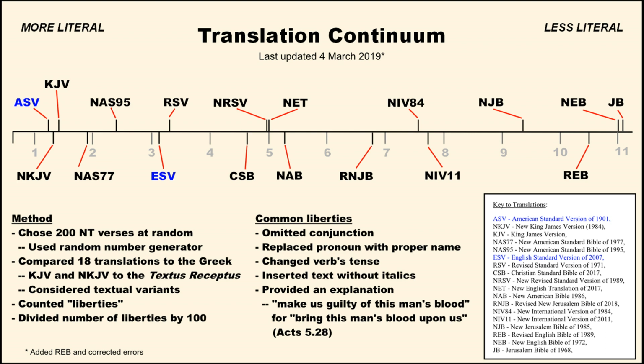But examples can be cherry-picked, so I wanted to show this slide. It presents the results of my analysis of 18 translations. To avoid bias, I selected 200 verses using a random number generator and scored what I call liberties, places where the translations departed from a literal rendering. The American Standard Version is the most literal translation I scored, and even so, it contained well over 100 liberties in 200 verses. The English Standard Version comes in 5th place with over 300 liberties.